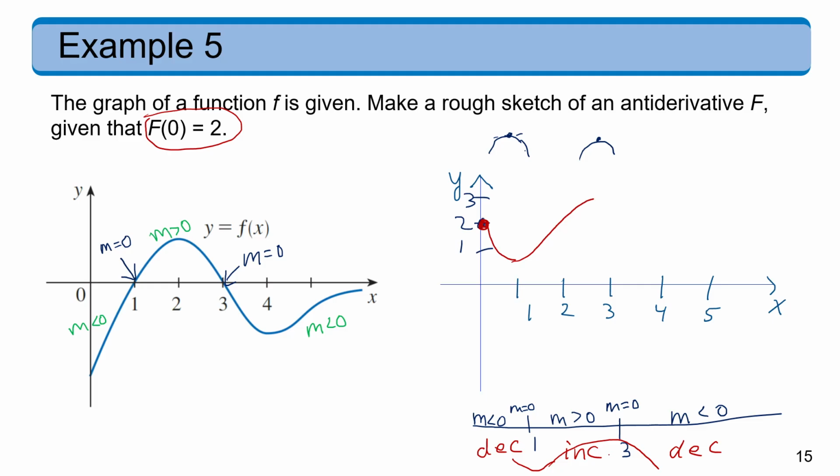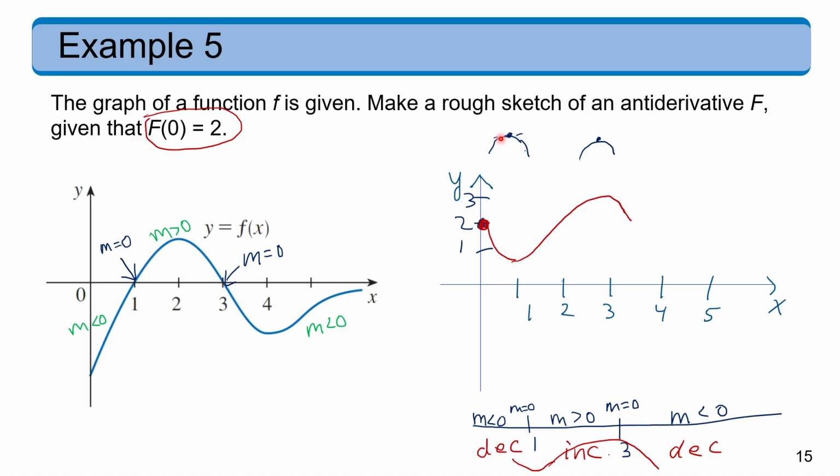So when I get vertically above the 3, I need to switch it from increasing to decreasing. And then it stays decreasing the rest of the time. But now before I sketch the rest of it, let's just point out a few things. Notice here, slope 0, which is what we said.